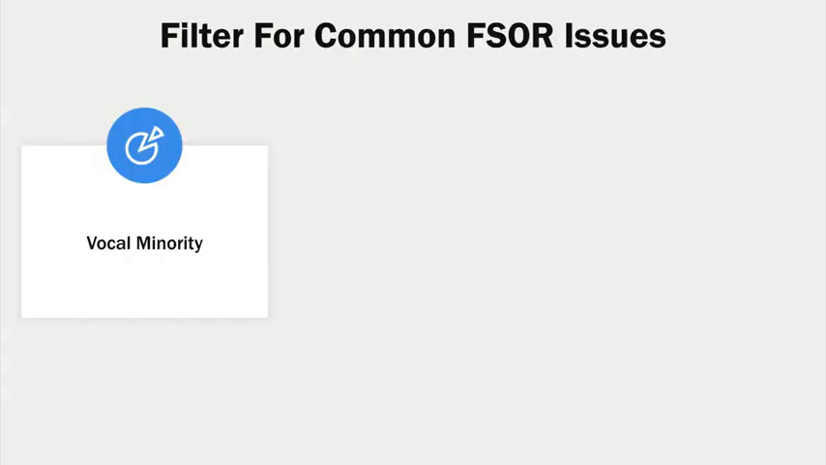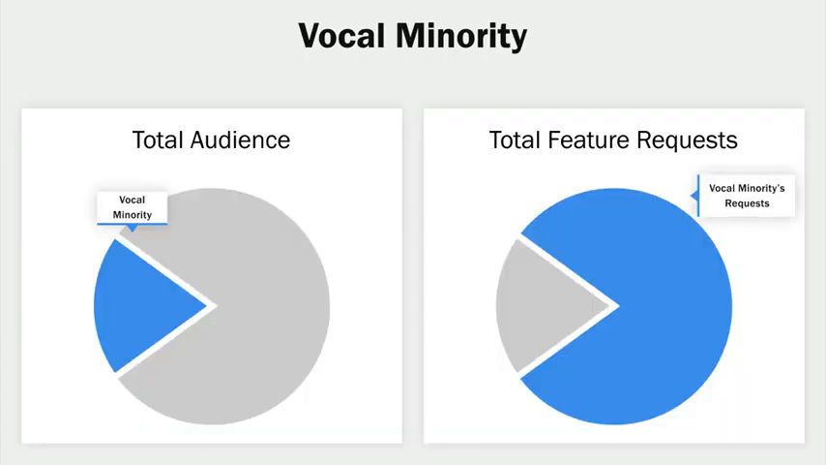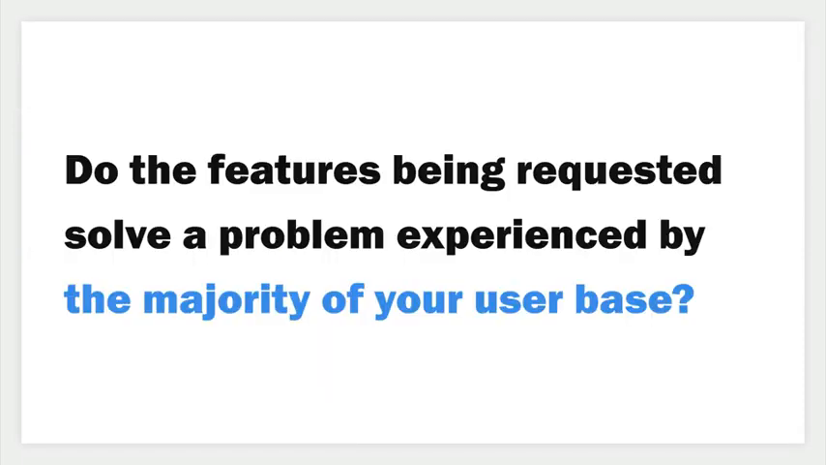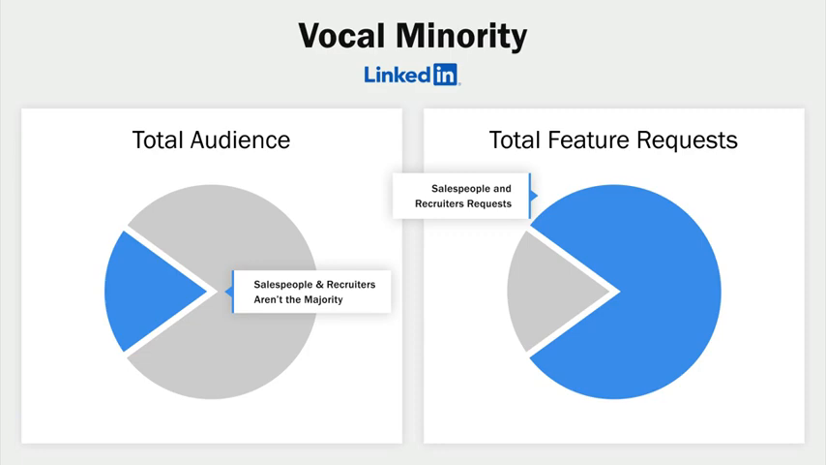The first common issue is the vocal minority. Vocal minorities are users who don't necessarily represent your core audience, but make a disproportionate amount of feature requests. If you build too much for the vocal minority, you often end up degrading the experience for your core audience. To avoid this trap, ask yourself whether the features being requested solve a problem experienced by the majority of your user base. To illustrate this, consider LinkedIn.